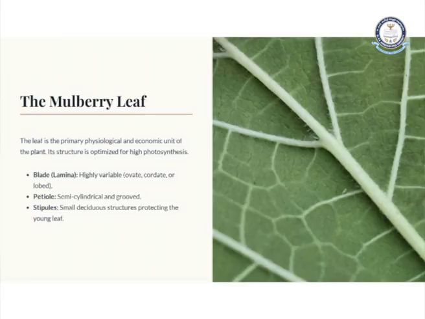If we see the petiole, it is a semi-cylindrical petiole, grooved inside. Also if you see the stipules, there are deciduous structures protecting the young leaves. There are small stipules present which help in the protection of the young leaves. As mentioned, the silkworms feed on the mulberry leaves. It is highly nutritious, with high protein and carbohydrate content.